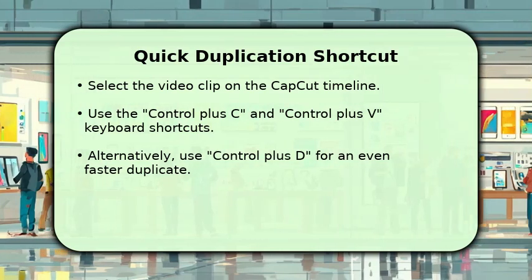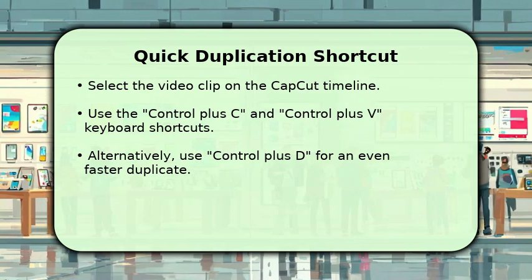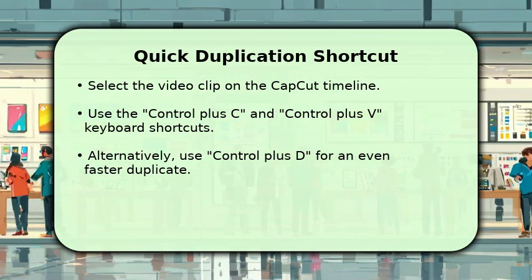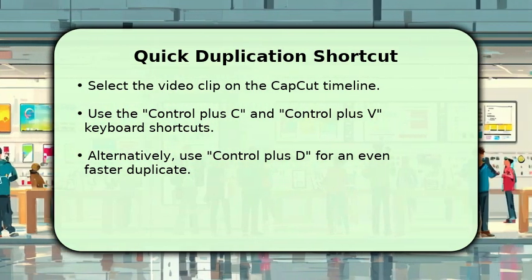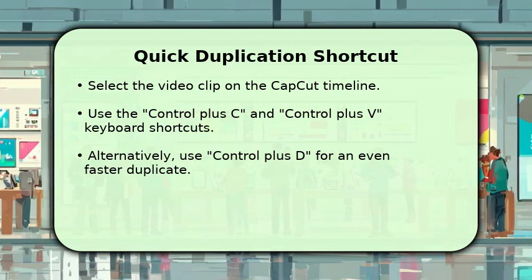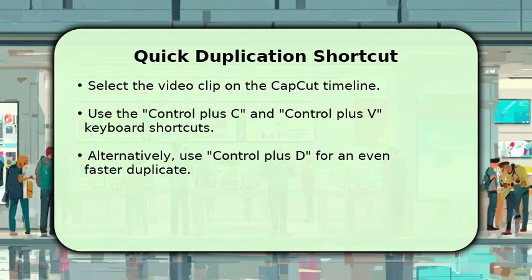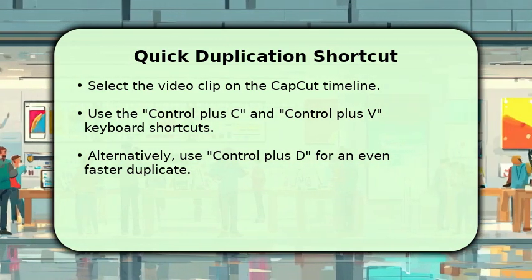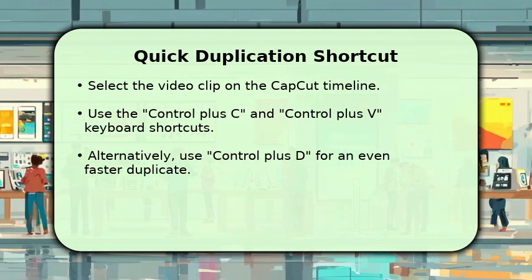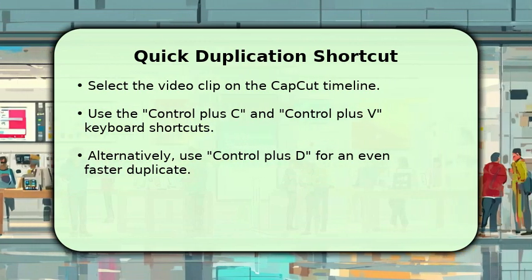Once your clip is on the timeline, selecting it is your next move. For a speedy duplication, press Ctrl+C to copy, then Ctrl+V to paste. An even quicker method is to select the clip and simply press Ctrl+D. This instantly creates an exact copy directly adjacent to your original. These keyboard shortcuts are your best friends for efficient and rapid video editing in CapCut.